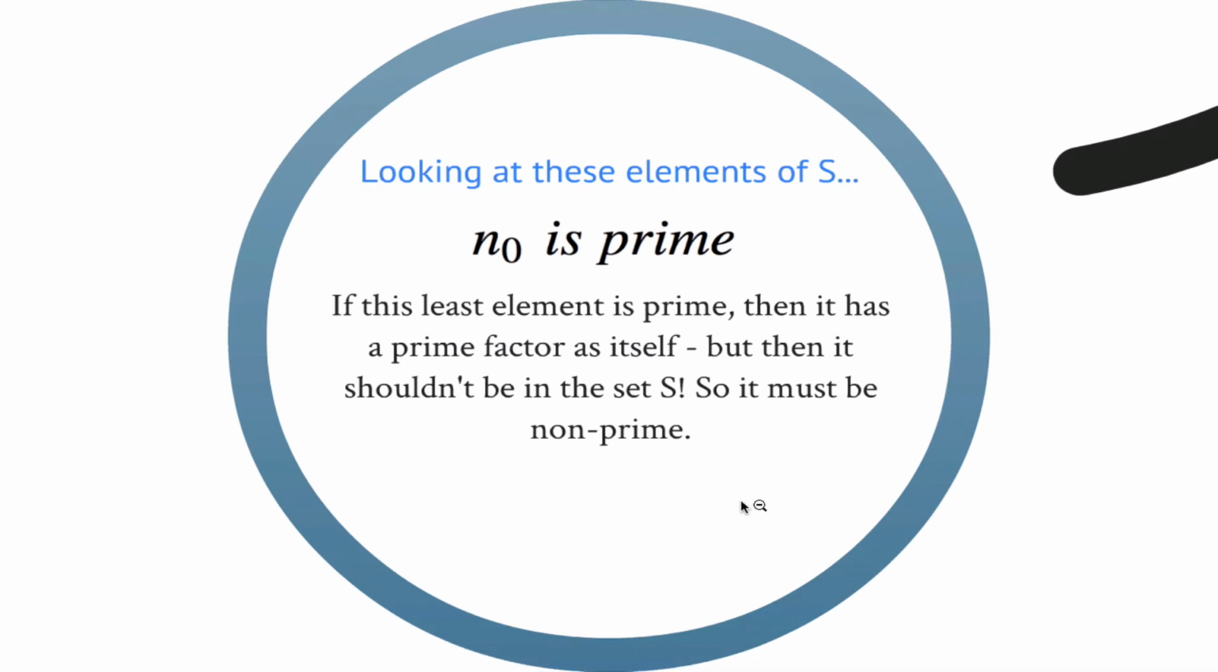Next, if n_0 is prime, then it has a prime factor, which is just itself, and then it shouldn't be in the set S, because we defined S to only contain natural numbers greater than 1 that have no prime factors. So n_0 must not be prime.